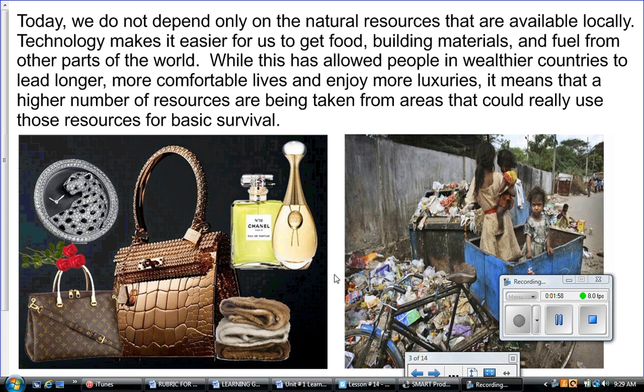So, just interesting to compare these two pictures. On the one side, we have a lot of pretty looking items, but they aren't really things that we need. And these luxuries tend to be produced at the expense. What we see in this picture on the right, where you've got a family that has to pick through garbage to get basic necessities such as food.